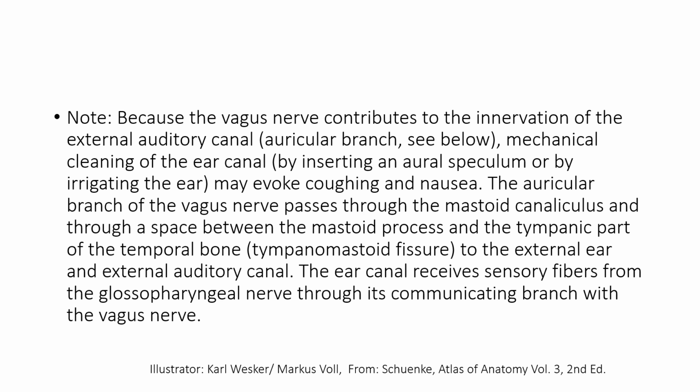The auricular branch of this vagus nerve passes through this mastoid canaliculus, which is a small canal, and through a space between the mastoid process and the tympanic part of the temporal bone, being the tympanomastoid fissure, being a crack, remember, or deep groove, to the external ear and external auditory canal. So the ear canal receives sensory fibers from the glossopharyngeal nerve through its communicating branch with the vagus nerve. So just a little explanation of that.